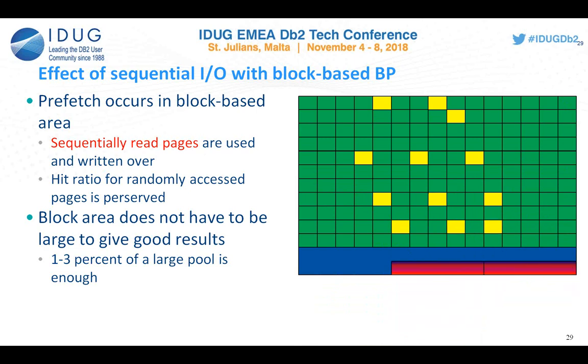But now we're starting to see these other sequential IOs come along, and look where they're going. They're going into a different area. They can continue on, and they're leaving roughly 98% of my buffer pool alone, and they all go into this area. What is the chance of needing a page written into the block area? Extremely low. And I can efficiently do all of the sequential IO I want. It's in one small area. The way it is drawn, it looks like 10%, but really 1 to 3% of a large pool is enough. If I've got a million pages in a buffer pool and I allocate 10,000 pages, that's typically enough. That's about 1% right there.